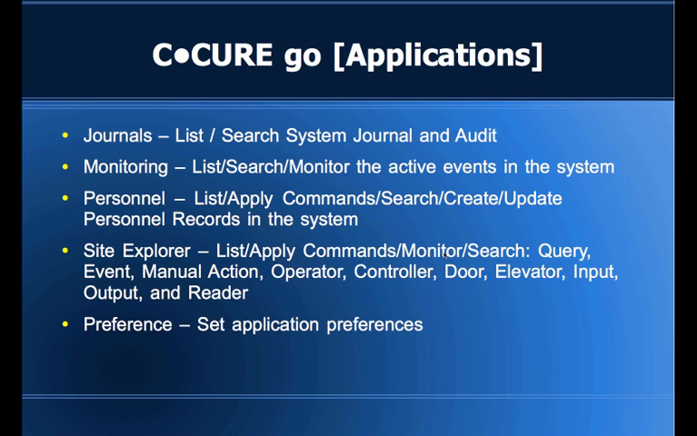Once the user has successfully logged in, they will be presented with the following applications. Journals is where we list and search for items in the journal and audit logs. Monitoring is where we watch active events in the system, either all of them or a focused subset. Personnel is where we search and edit personnel records in the system. Site Explorer is where we search, monitor, and edit items in the system such as query, event, manual action, operator, iStar cluster, controller, door, and many others. Preferences is where we set application-specific settings.